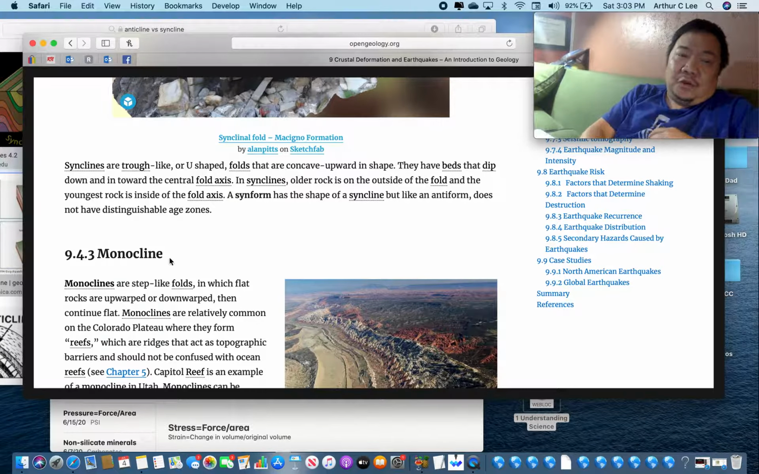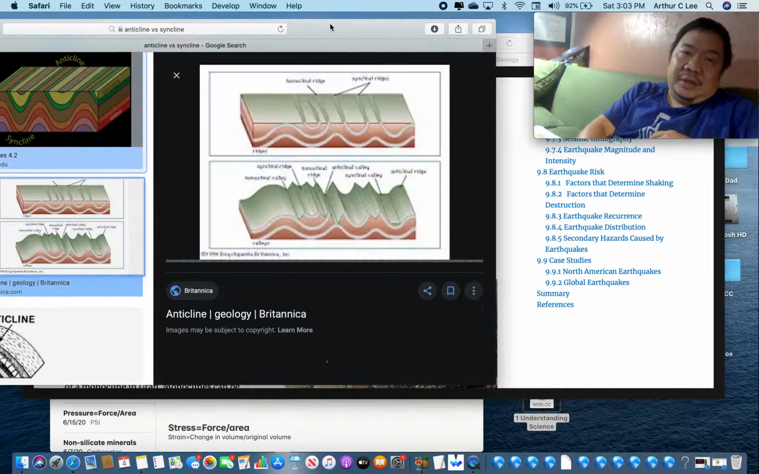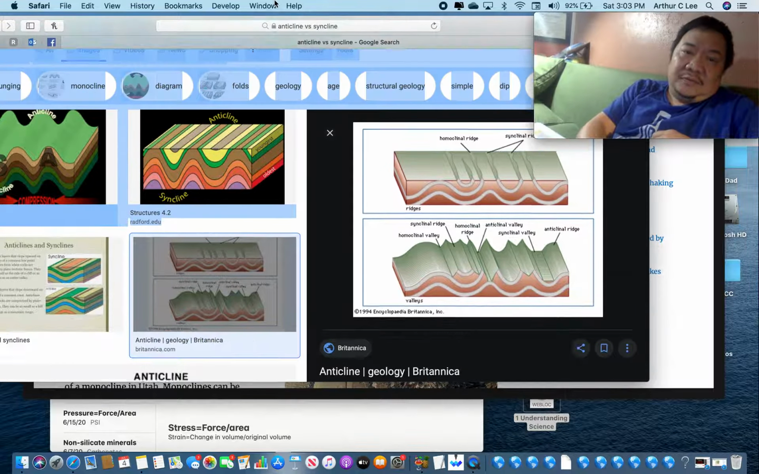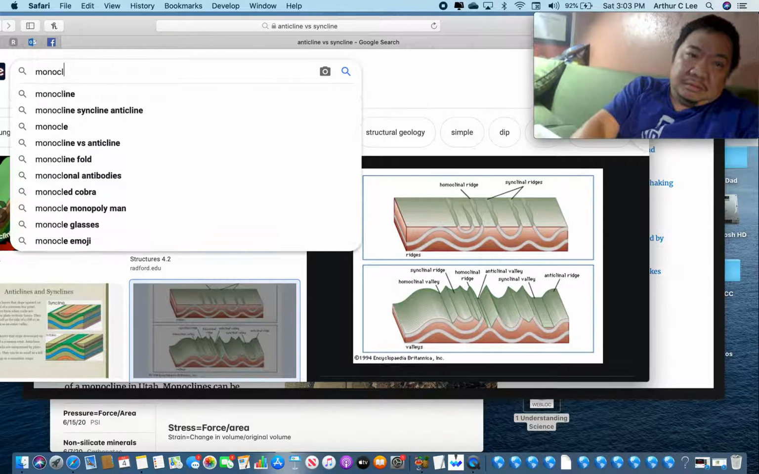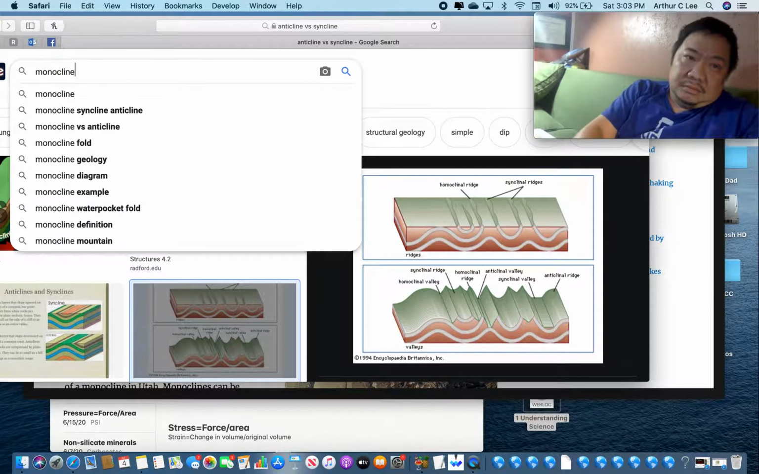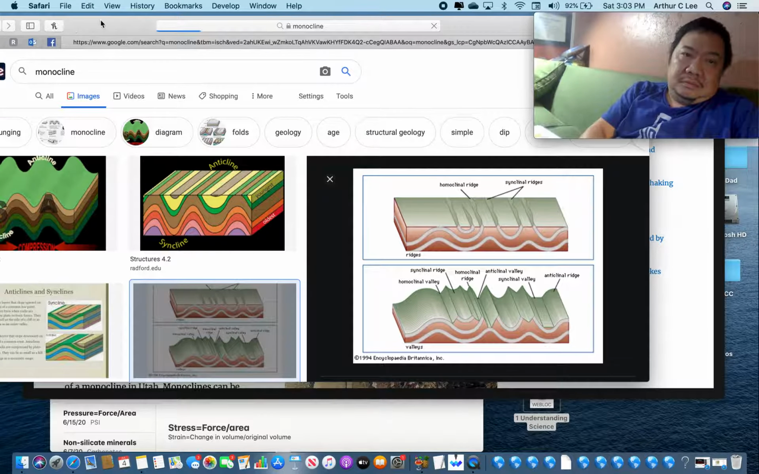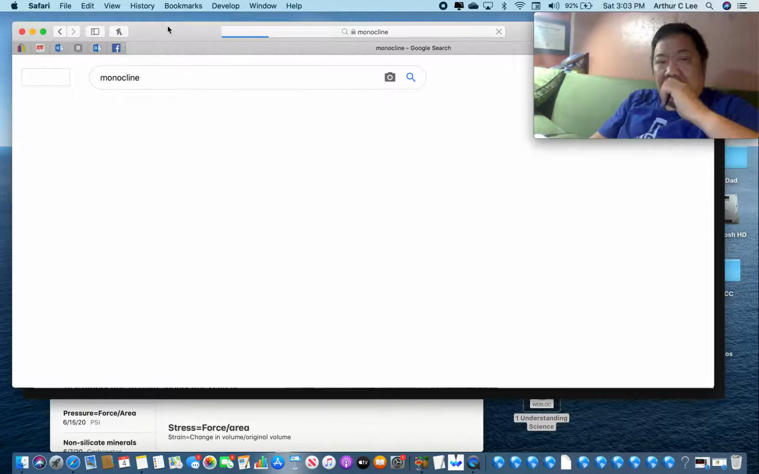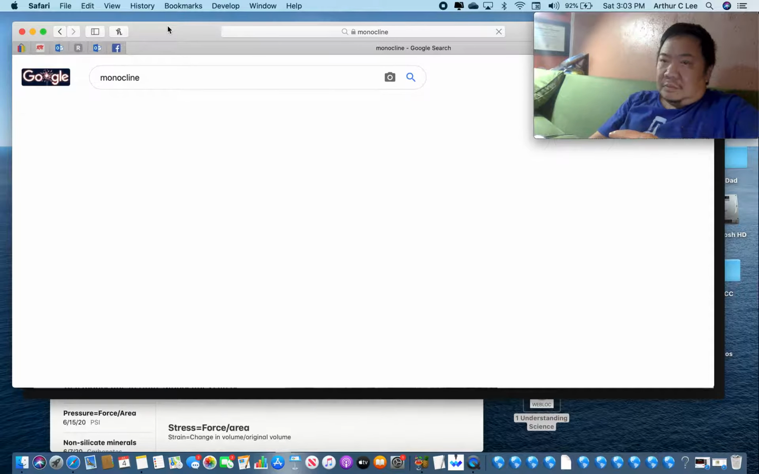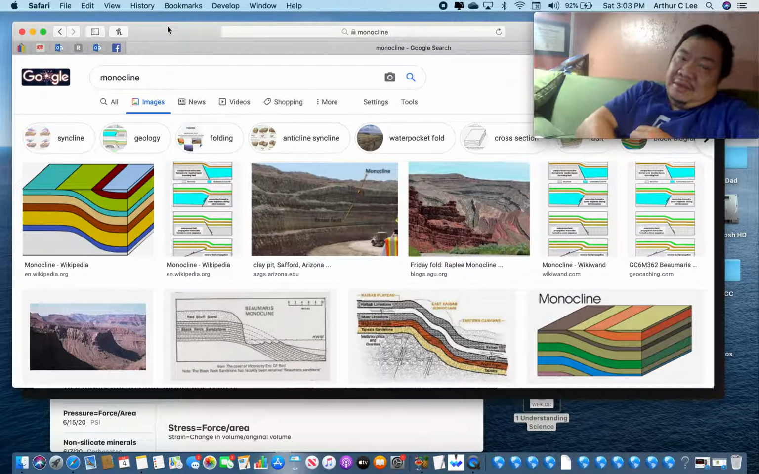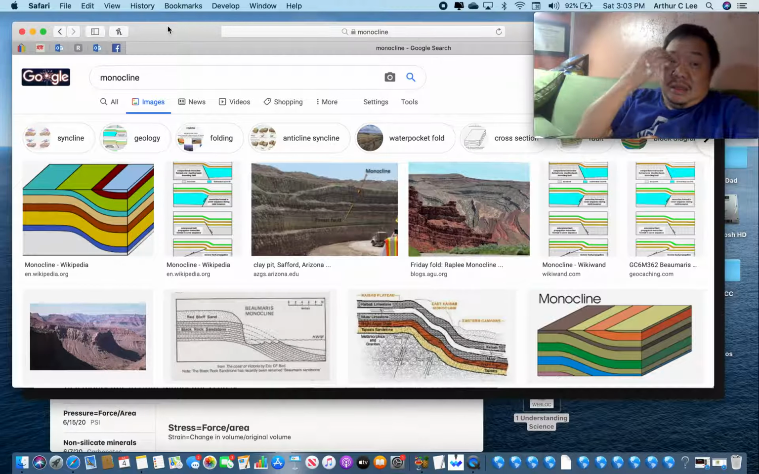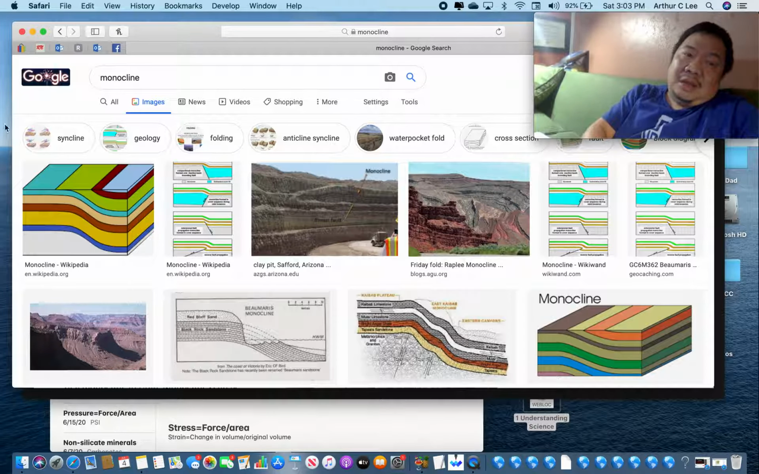There's a third type of fold called a monocline. Okay, so we know what an anticline and a syncline are. Now we're going to try and figure out what a monocline is. Monocline. You know that the word mono means one, in Latin, and cline means an inclined surface. So a monocline has one inclined surface.